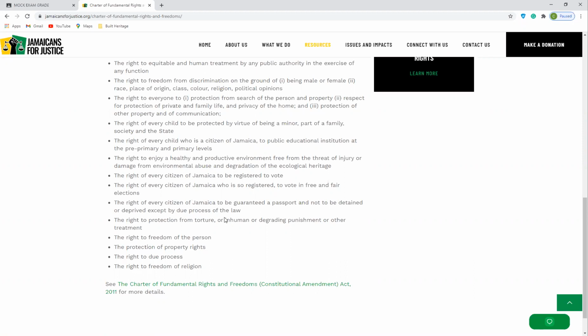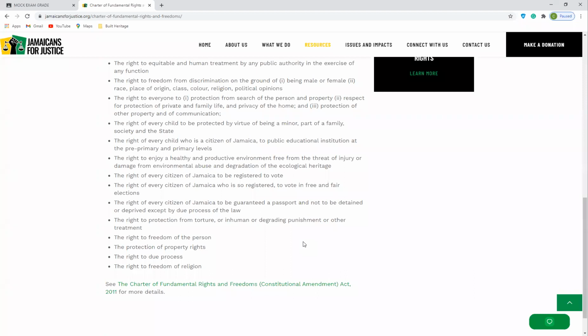Next, the right of every citizen to vote, Elliot. Okay. The right of every citizen of Jamaica to be registered to vote. The right of every citizen of Jamaica who is registered to vote in free and fair elections. The right of every citizen of Jamaica to be guaranteed a passport and not to be detained or deprived except by due process of the law. The right of protection from torture or inhumane or degrading punishment or other treatment, the right to freedom of the person, the protection of property rights, the right to due process, and the right to freedom of religion. Thank you very much, Elliot.